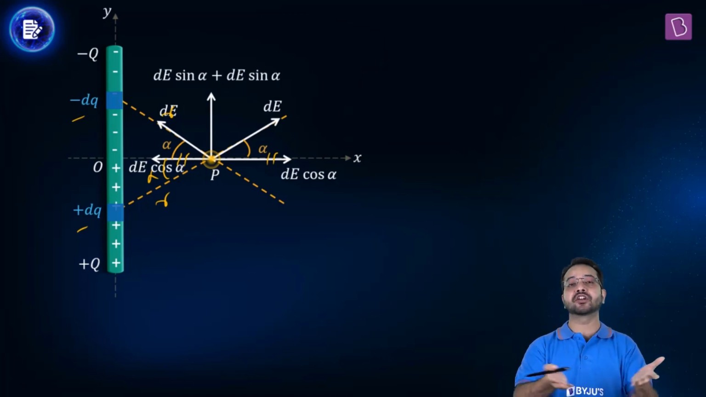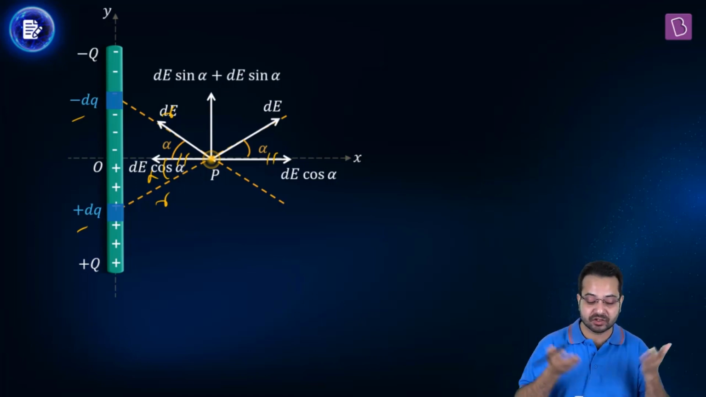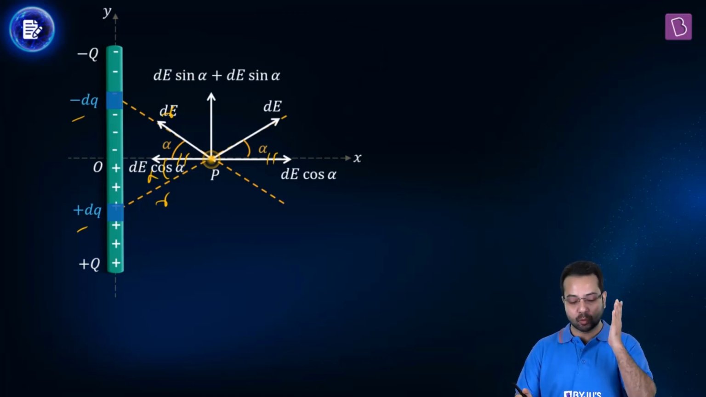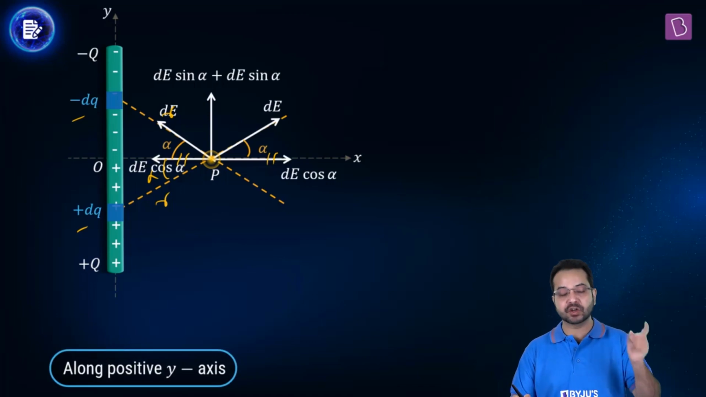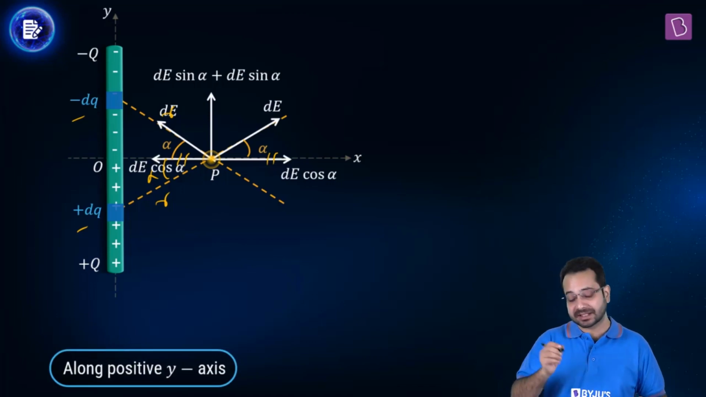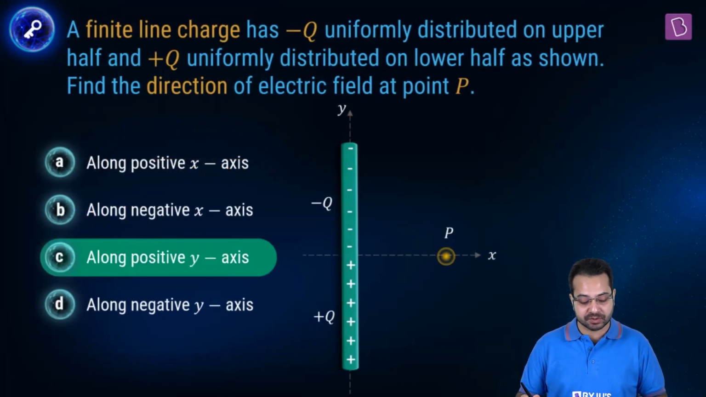So the net electric field is going to be in what direction? It is going to be along the y axis as shown in the figure. So what is my answer? It is going to be along the positive y axis. And now let's have a look at the options. So option C is going to be our right option.